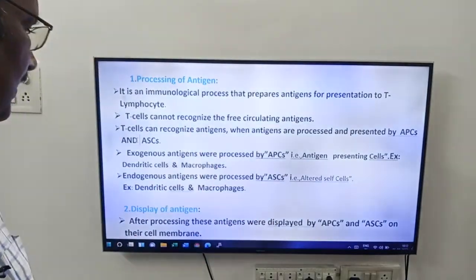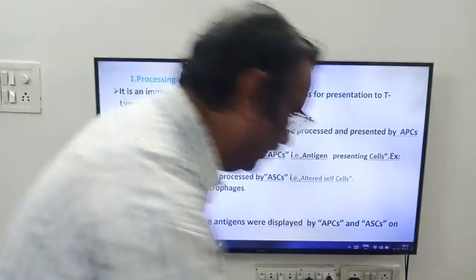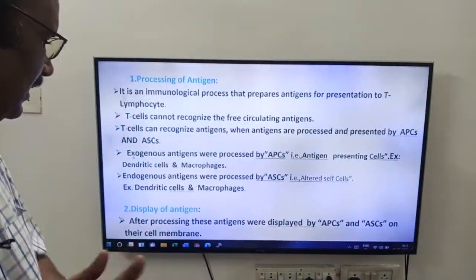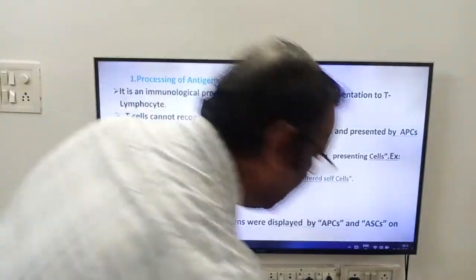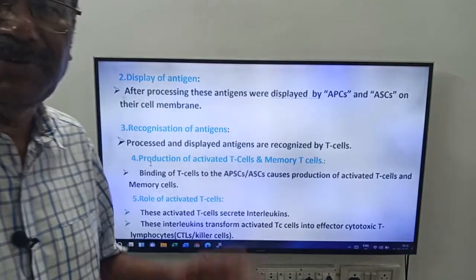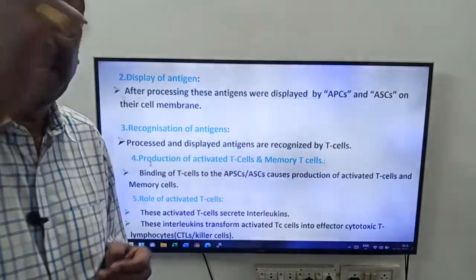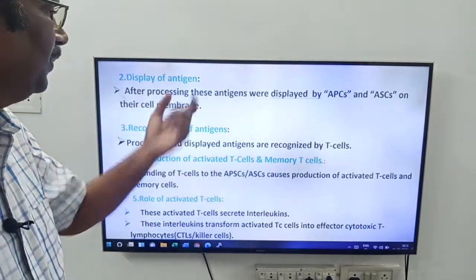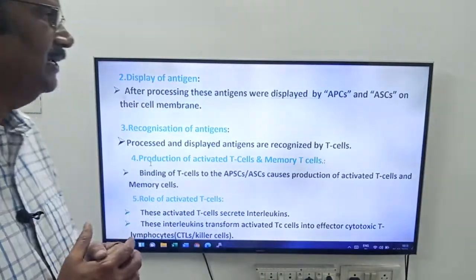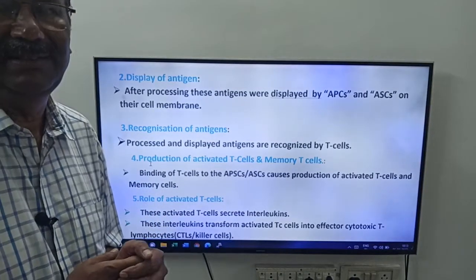Altered self cells. That is about the processing of antigens. Now come to display of antigens. After processing, these antigens have to be displayed, friends. After processing, these antigens were displayed by APCs and ASCs on their cell membrane.